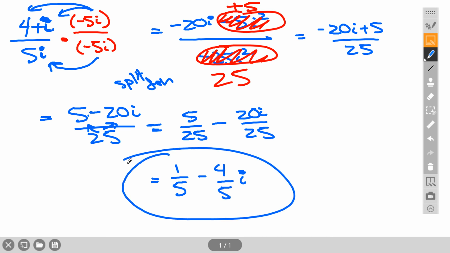And this is the quotient. When I divide 4 plus i by 5i, both of those are complex. My quotient is complex, 1 over 5 minus 4/5 i. That's my quotient. That's complex. That would be my answer.